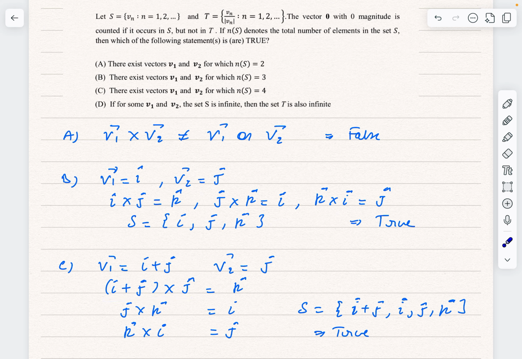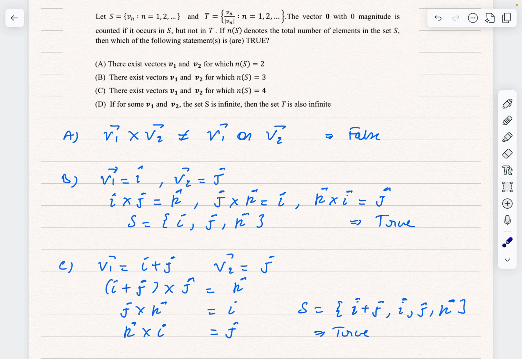So after that, if you get j and k, then next will be i, then next will be j, and so on. So if I take i plus j as the first vector, then the second vector could be just j, third will be k, and then you get i. So we'll have four vectors now.